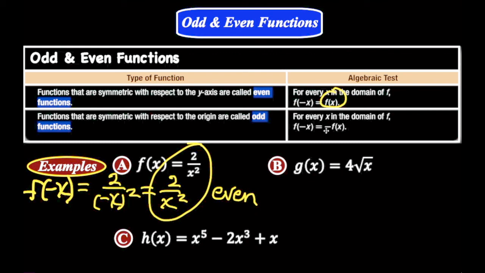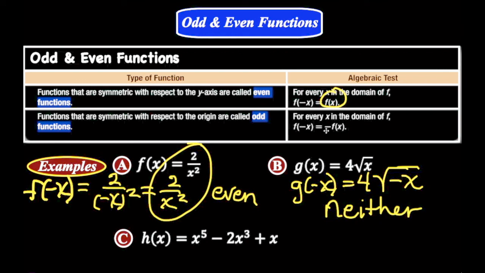So let's look at letter B. We're plugging in g of negative x. Is that the exact same thing? Well, this one is not the same thing, and it's also not negative f of x. So this one is called neither.